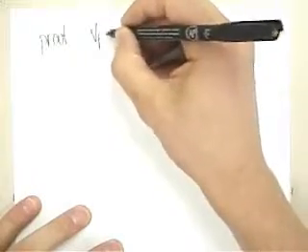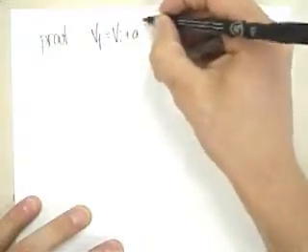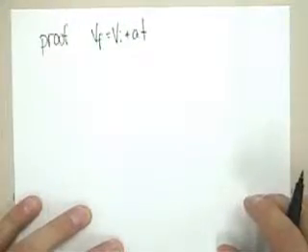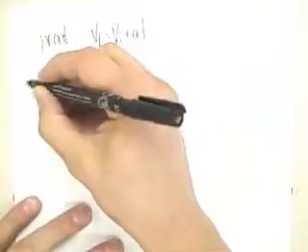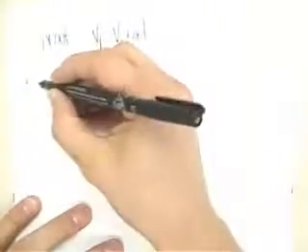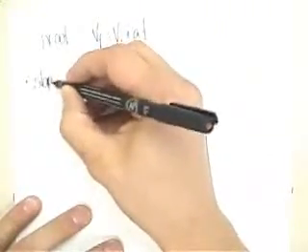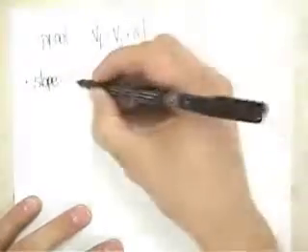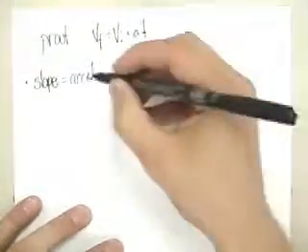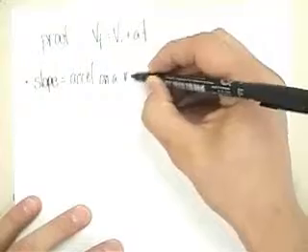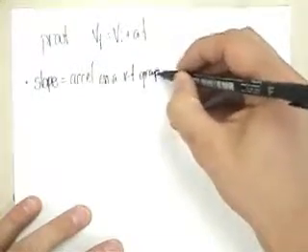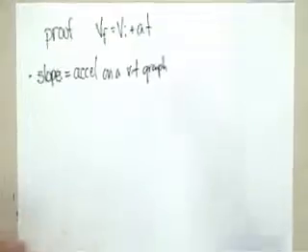Alright, we're going to do the proof of VF equals VI plus AT. Okay, well, first thing we'll do is we'll start off with an assumption. We're going to make the assumption that slope equals acceleration on a DT graph. Sorry, on a VT graph. And we'll also draw ourselves a graph.